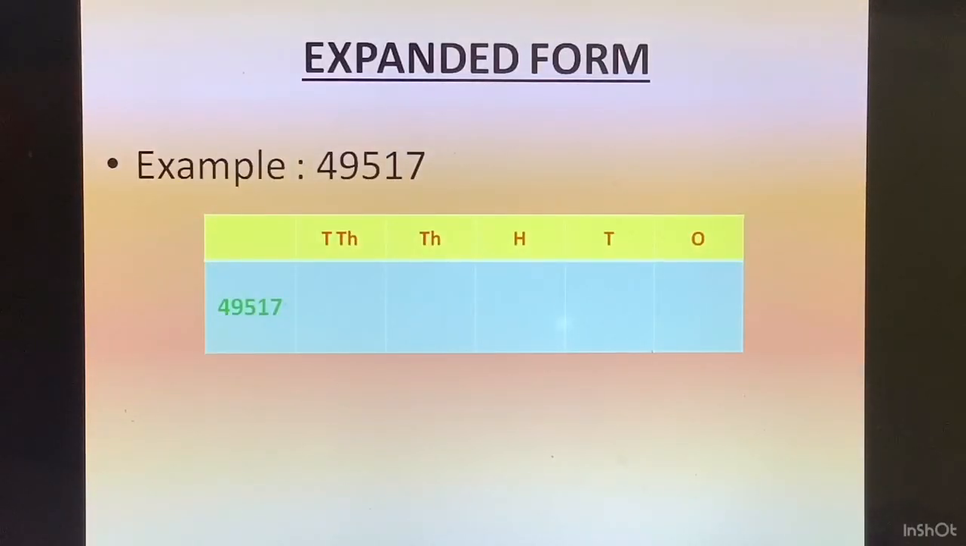Here I have taken an example, 49517. So first we'll put it in the place value chart. 7 will go in the ones place, 1 will go in the tens place, in the hundreds we have 5, thousands place will be occupied by 9, and 4 will go into the 10,000s place. What does putting values in the place value chart mean? This means we have 4 10,000s, 9 thousands, 5 hundreds, 1 ten and 7 ones.